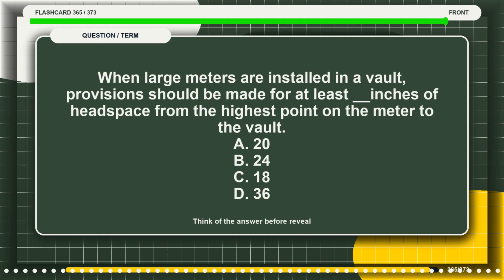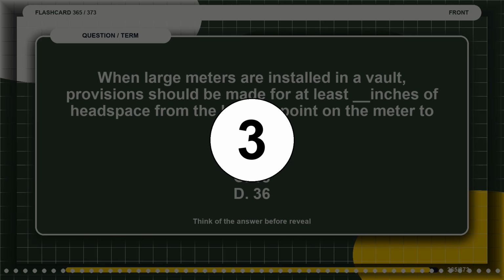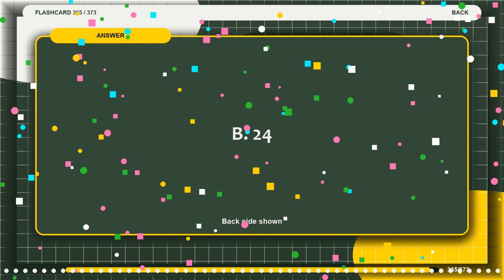Flashcard 365. When large meters are installed in a vault, provision should be made for at least blank inches of headspace from the highest point on the meter to the vault. A. 20 B. 24 C. 18 D. 36. Think of the answer before the reveal. The answer is B. 24.